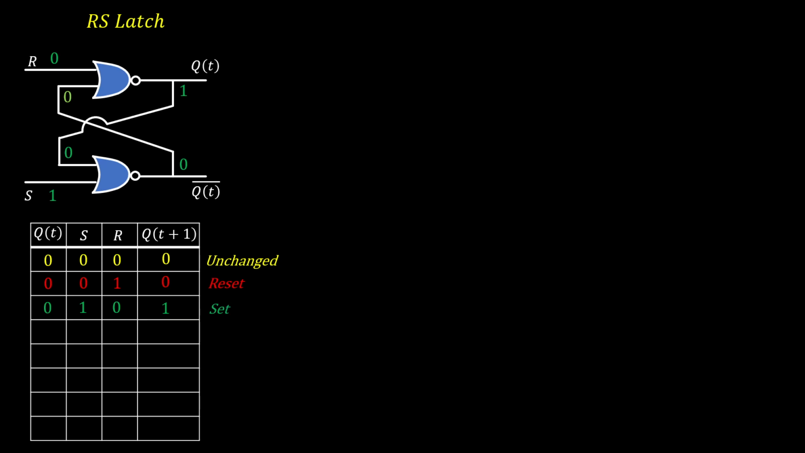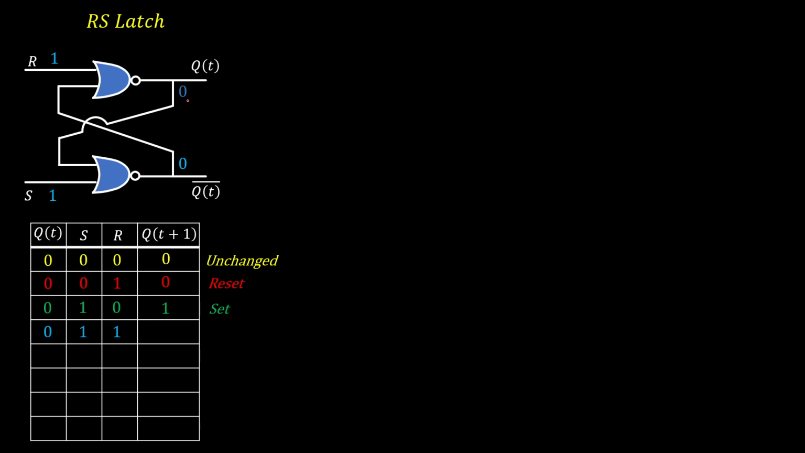Now let's see the next condition, where Qt is 0, S is 1 and R is also 1. R is 1, S is 1, Qt is 0 and complement of Qt is 1. Now Qt and Qt bar will go to the input. Now for first NOR gate, both the inputs are high, so output is low. And for second NOR gate, one input is high, so Qt bar is also 0, which is invalid state.